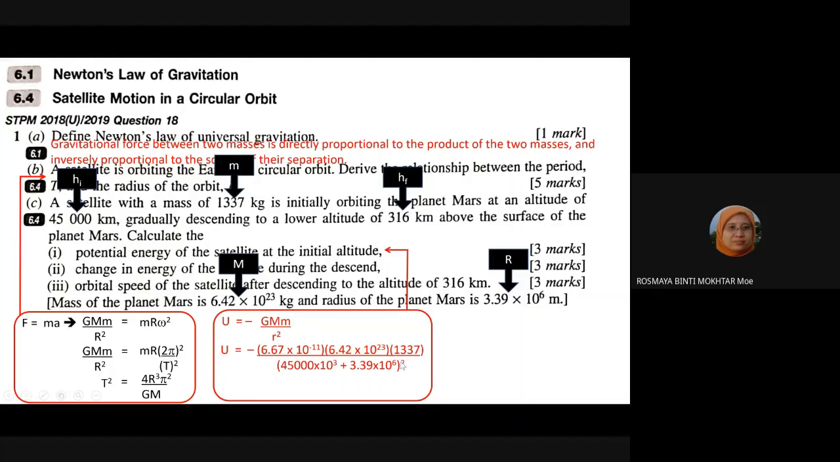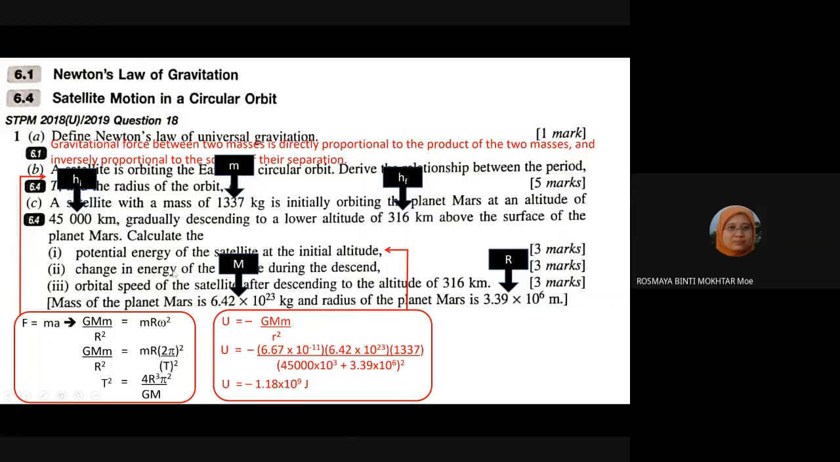Also, many common mistakes students make from here. The rest is substituting the G, then the mass of the planet and the mass of the satellite. Then you get the answer, negative 1.18 times 10 to the power of 9 joule. Another common mistake students make is to forget to substitute the negative sign in the gravitational potential energy. That is C1. Then we go to C2.